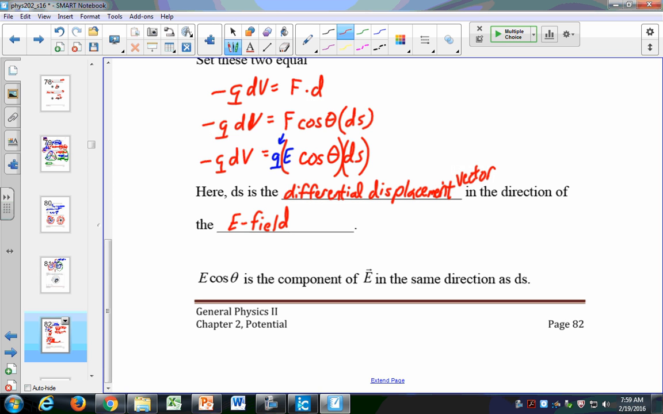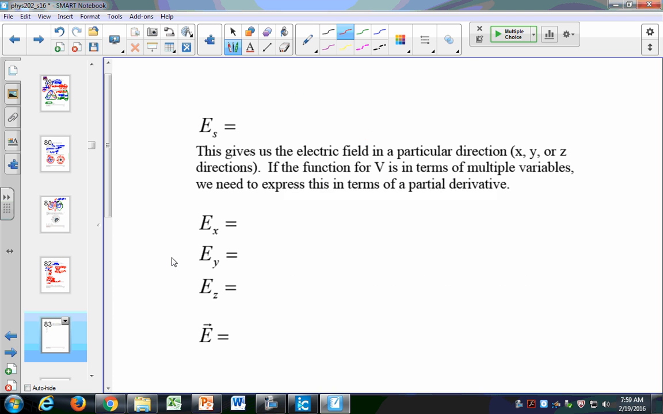Remember, that's what a dot product does: it takes one vector and finds the component of that vector that's in the same direction as the other vector. So that's why we use it in work, because we want to do that when we're calculating work. Find the force and displacement that are in the same direction. Okay, so that's a lot to say in order to come up with this expression, that Es, the electric field in the direction of that vector ds, is equal to negative dV/ds.